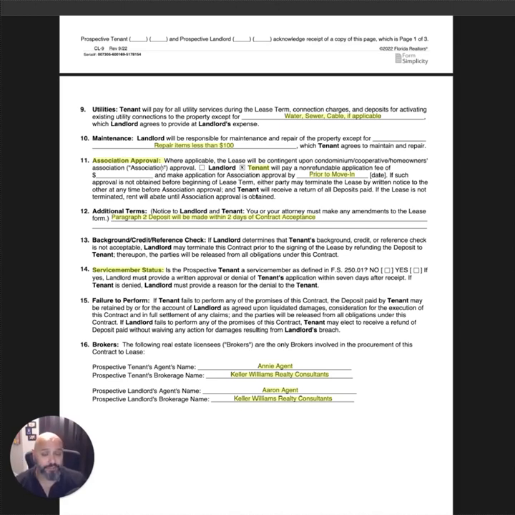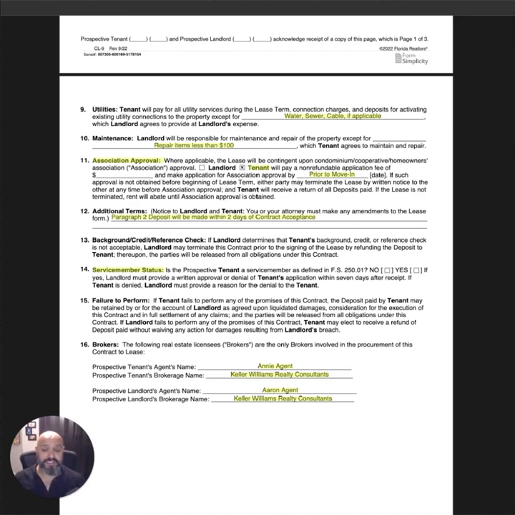If there is an association approval, make sure that we're giving enough time in our contracts to allow for association approval. Okay, we talked about paragraph 12, if there's the additional deposit, and if there are any other terms going on the contract, we're going to write that here in paragraph 12.